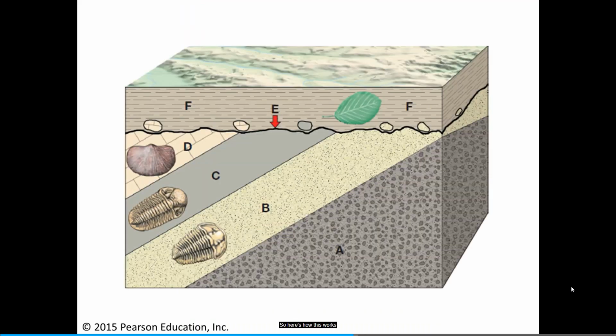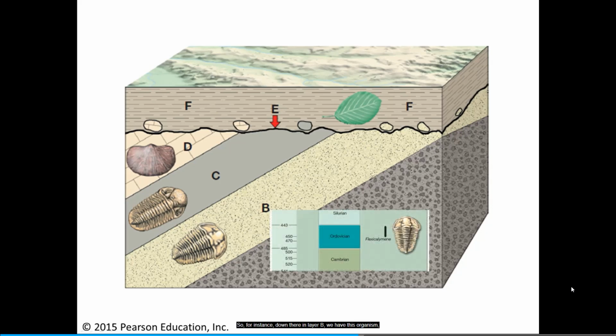So here's how this works with our angular unconformity diagram. We've got 4 fossils here, and we go and we look at that diagram and we find the range zone to figure out how old they are. So for instance, down there in layer B, we have this organism that is Flexicalamine, and you can see that Flexicalamine lived only during the latter part of the Ordovician period of geologic time. So layer B must be Ordovician in age.